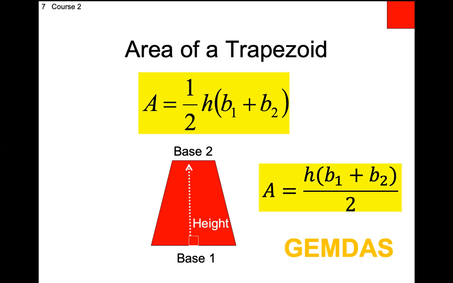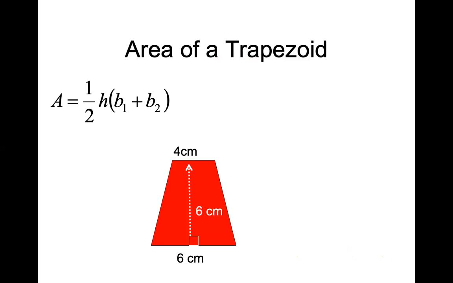So you have to do this by hand. Add the two bases, multiply by h, take the answer, divide by 2. With a smart calculator, you type it in exactly the way it appears. H times open parentheses, base 1 plus base 2, close the parentheses, divide by 2.